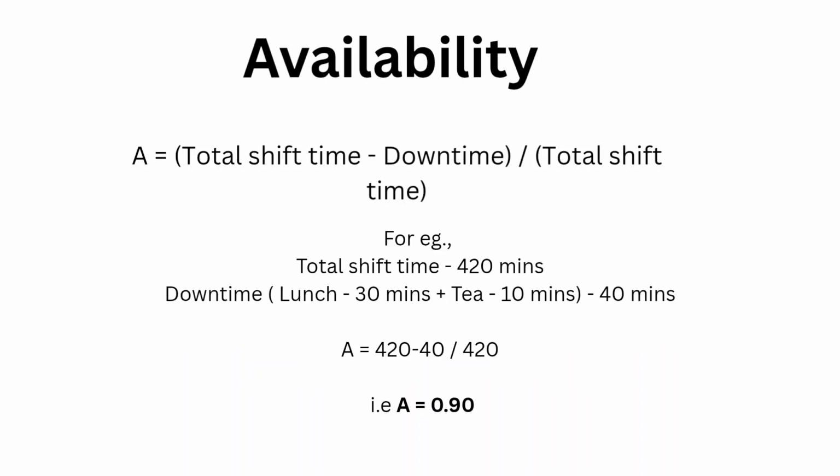For example, if total shift time is supposed to be 420 minutes and there is a downtime of 30 minutes of lunch time and a tea break of 10 minutes, we subtract this value and get 420 minus 40 minutes of downtime, divided by 420. Here the factor A is equal to 0.9, that is 90% availability of the machine.